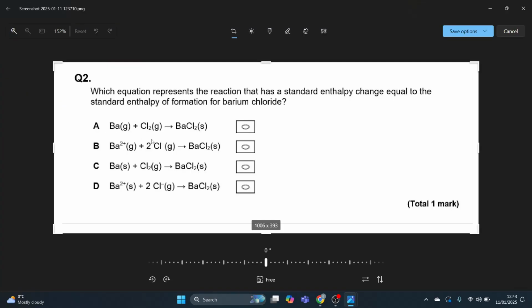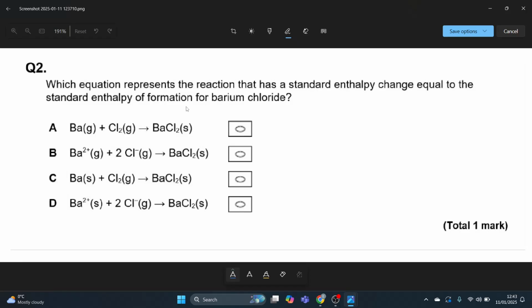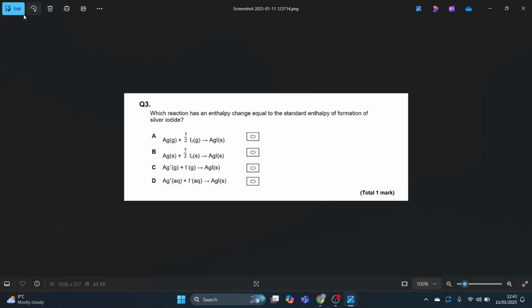Question 2. Same thing. Standard enthalpy change equal to standard enthalpy of formation of barium chloride. Can cross out B, and we can cross out D because they're both ions. So left with A and C. Just everything else is the same, so we need to look at the standard states. That's gaseous. That's solid. The answer is C. Ba needs to be in a solid state.